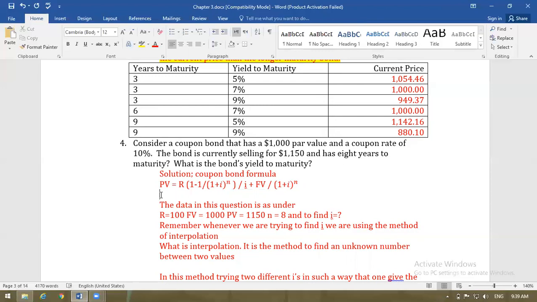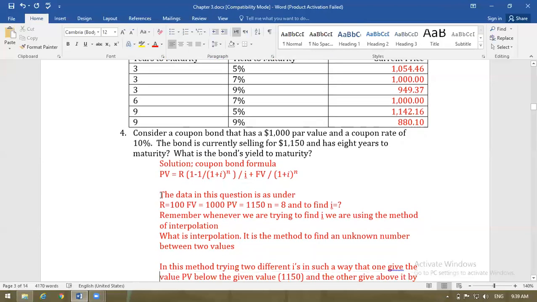Remember, whenever we are trying to find I, we use the method of interpolation. What is interpolation? Interpolation is a method to find an unknown number between two values. Whenever a question asks to find the interest rate of a coupon bond, we will always use the interpolation method, by which we can easily find an unknown number between two numbers.